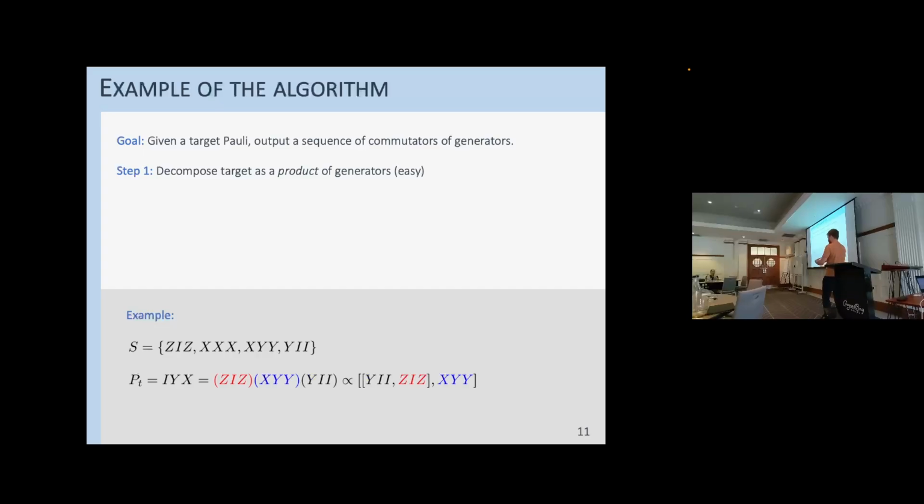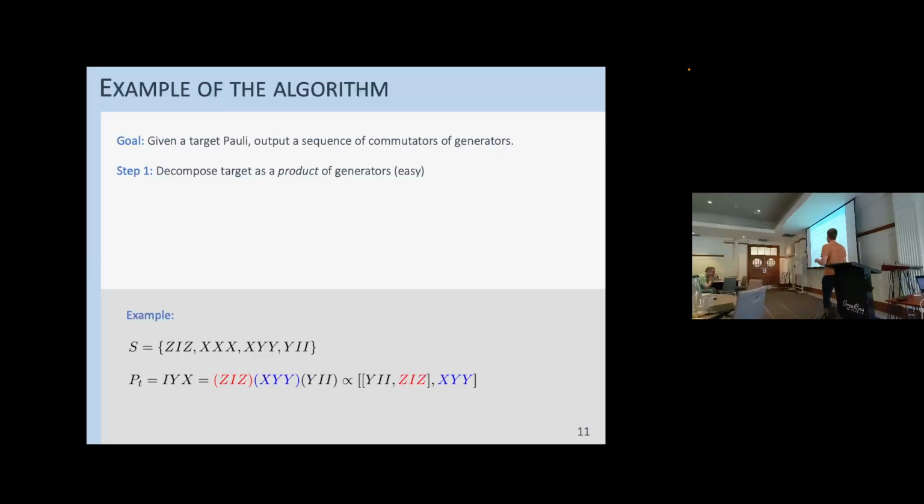Or like that won't help the sequence. But these, what's the order I did it? These two anti-commute. YII anti-commutes with ZIZ, so I can take that commutator. And then the product of these guys anti-commutes with XYY, and so I can take this. Okay, so in this instance, all I had to do was decompose my poly as a product of these, and then just find some order of taking the commutators to stick all these polys together.